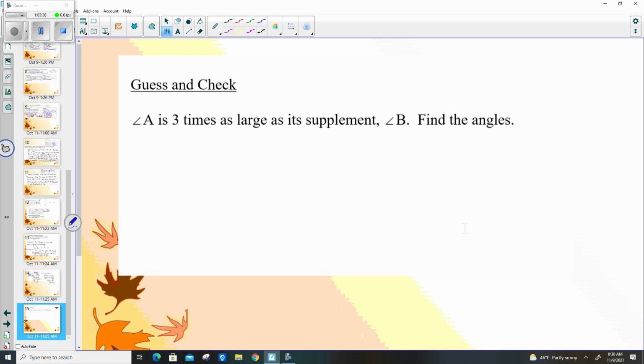So it tells me that angle A is 3 times as large as its supplement, angle B, and we need to find the angles. What does that mean? It's 3 times as large as its supplement. What do we know about these angles? Supplement. What's that mean? It's going to add up to 180. So I know that angle B and angle A have to equal 180. What else do I know?